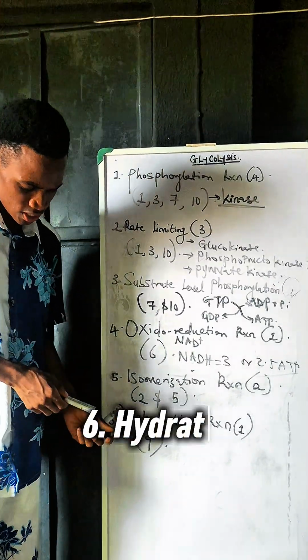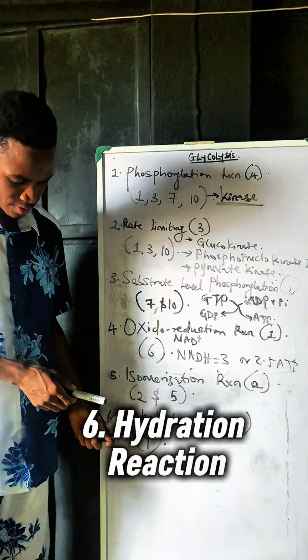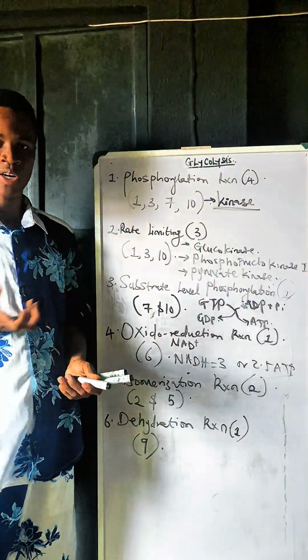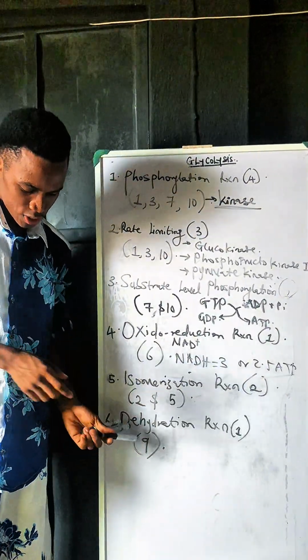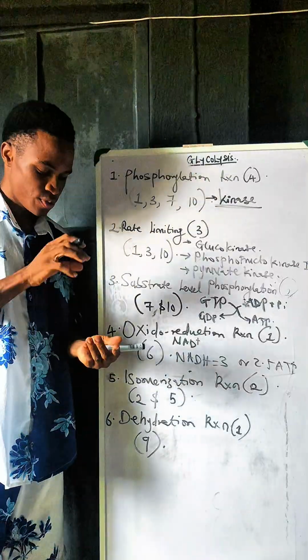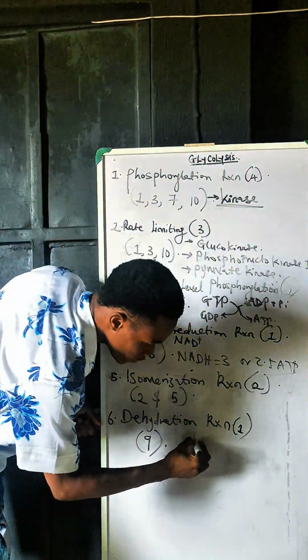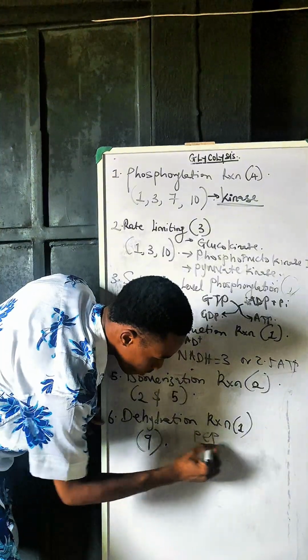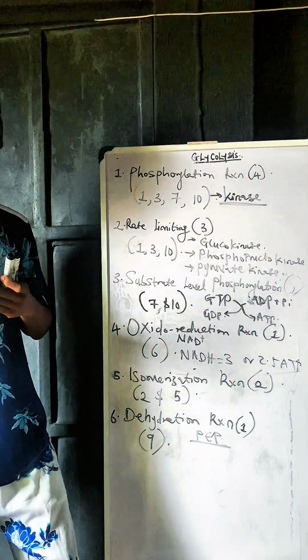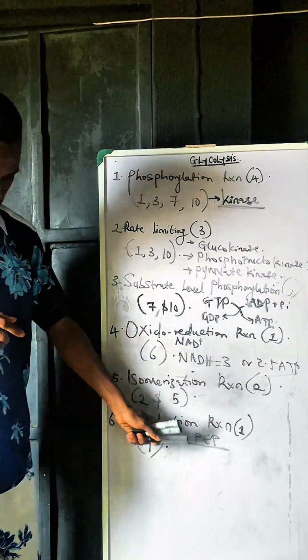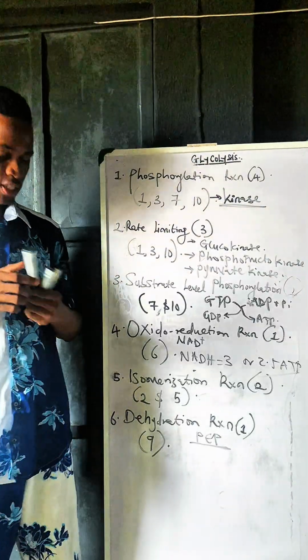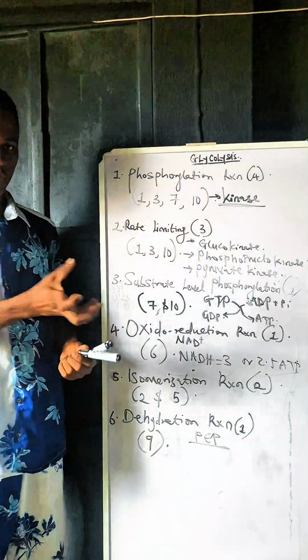Last but not the least is the dehydration reaction. Whenever you hear dehydration, it simply means removal of water, and it occurred in reaction 9, where we removed water from a molecule to produce phosphoenolpyruvate, referred to as PEP. This reaction is catalyzed by an enolase: dehydration, removal of water.